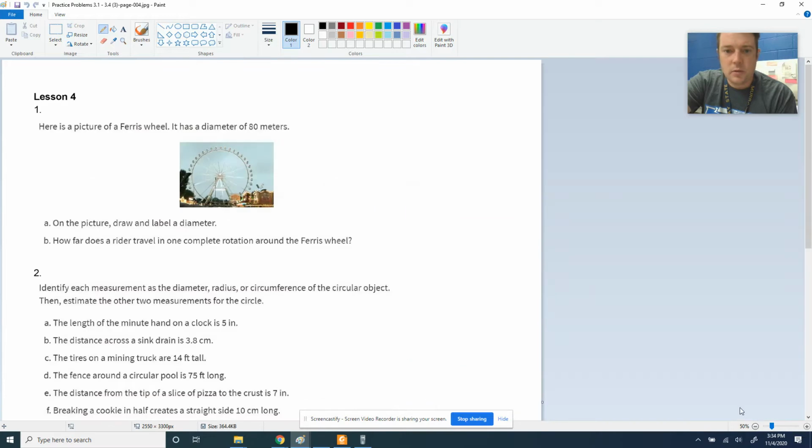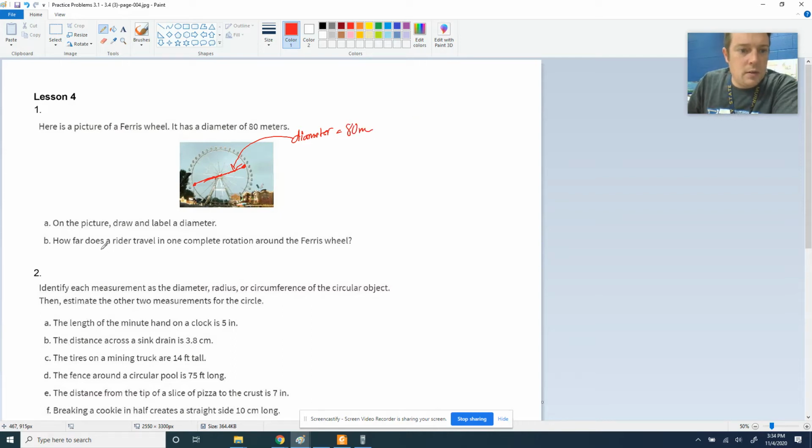And you got a big picture of a Ferris wheel there. And it says that it has a diameter of 80 meters. So that gives us some information to start with. On the picture, draw and label the diameter. All right, so we get to draw on the picture. Fun. So I'm going to draw from there to there. I'm going to label that as my diameter, and I'm going to say that it equals 80 meters.